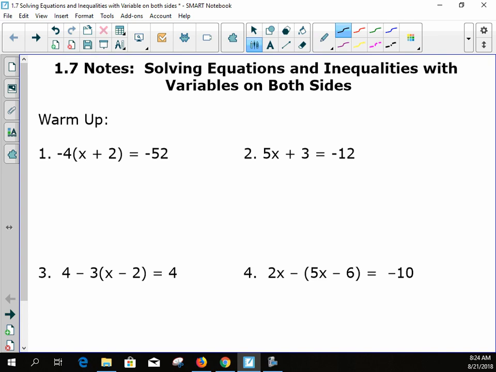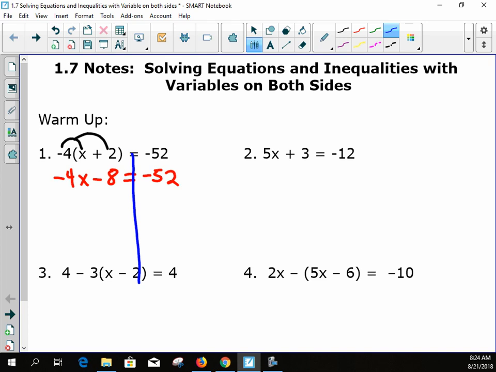First thing we have to do, distributive property. Negative 4 times x is negative 4x. Negative 4 times 2 is negative 8 equals negative 52. Now we combine like terms. Like terms have to be on the same side. So I cannot combine negative 8 with negative 52. I haven't seen that in a long time. I used to see that all the time. Okay, they have to be on the same side.